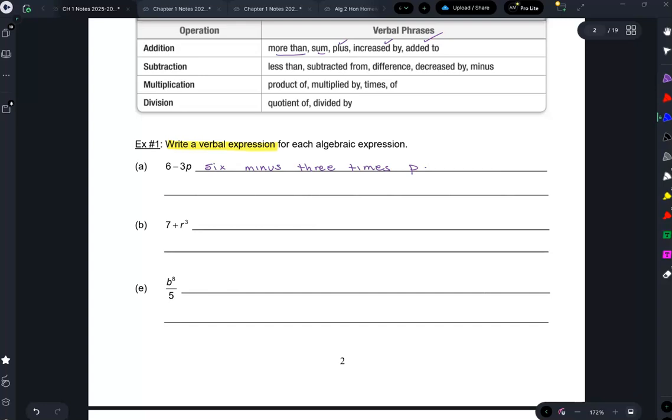Or 3 times P, so that's 3P, subtracted from 6.